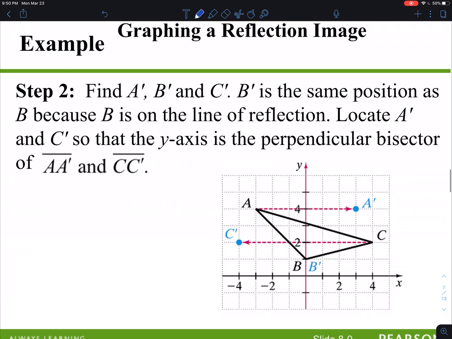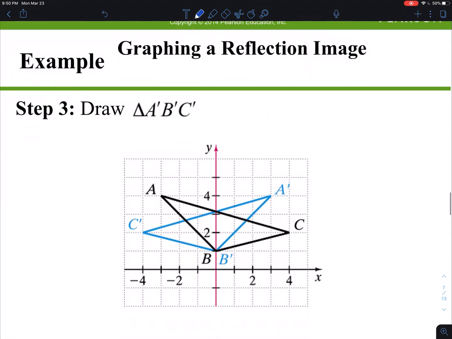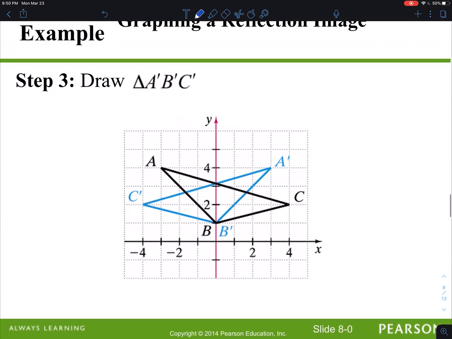So as we said, step 2 is to find the image, right? So A prime, B prime, and C prime indicate the image. And you can see what they did here. B prime is the same position, like we said. And we have to locate A prime and C prime so that the y-axis is a perpendicular bisector. And if you look at ours and theirs, it looks very similar, as you can see here. Theirs is in blue, A prime, B prime, C prime. And notice the different orientations. A, B, and C are in a counterclockwise, while A prime, B prime, C prime are in clockwise rotation.